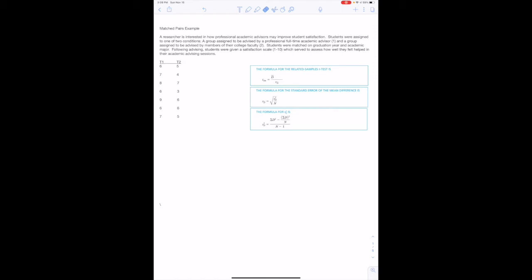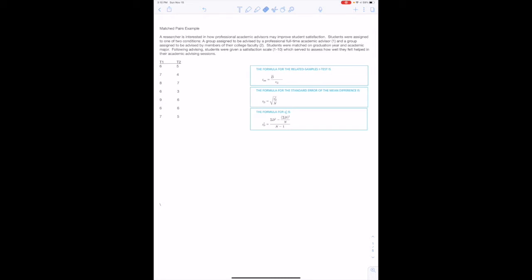Hey y'all, we're going to work through this matched pairs related samples t-test example. Let me read you it. A researcher is interested in how professional academic advisors may improve student satisfaction. Students were assigned to one of two conditions. A group was assigned to be advised by professional full-time academic advisors, that's group one, and a group was assigned to be advised by members of their college faculty, that's group two.